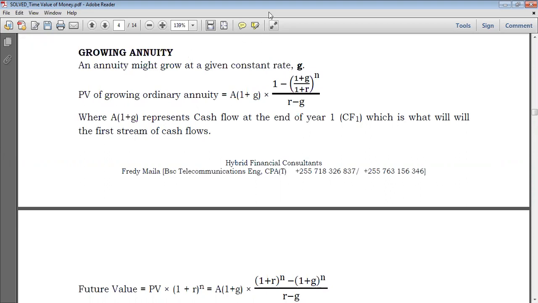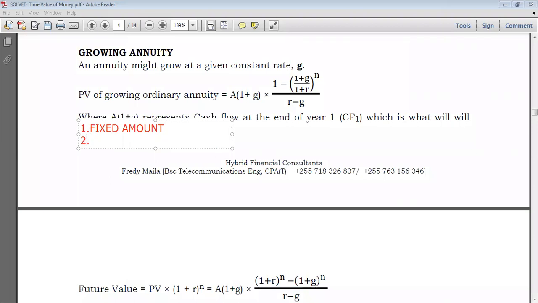At first, when we spoke of the word annuity, we spoke of three major things. First, it was a fixed amount. Second, that fixed amount was being received in equal intervals. And third, we are speaking of a definite period of time. This is what we did, right? This is normal annuity.